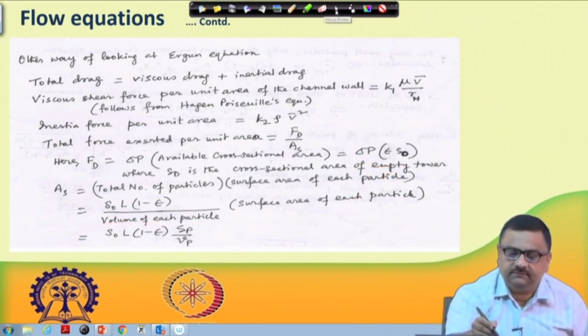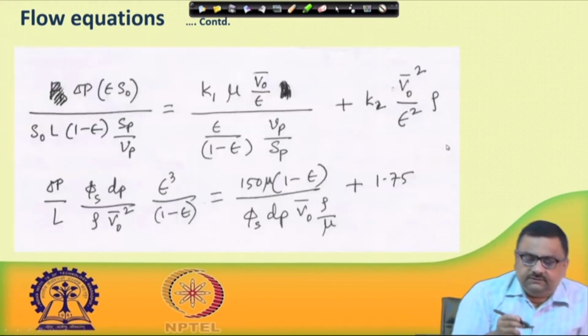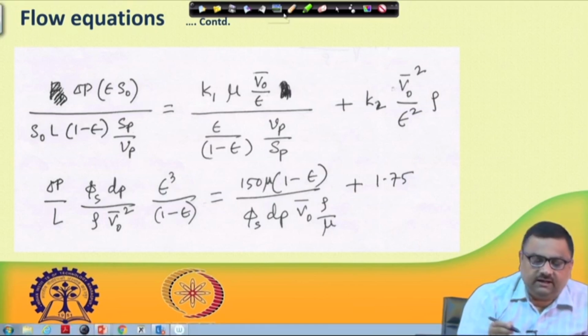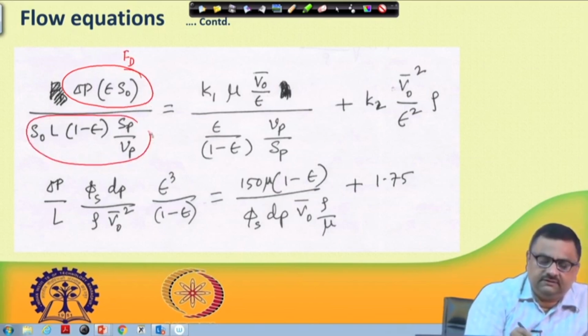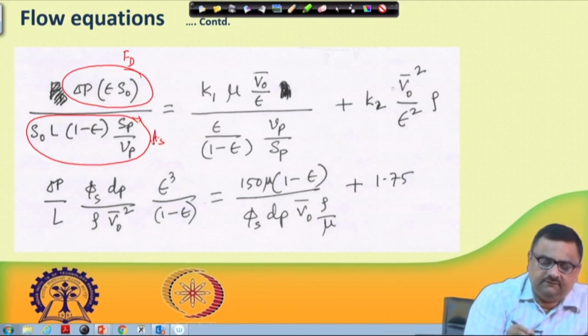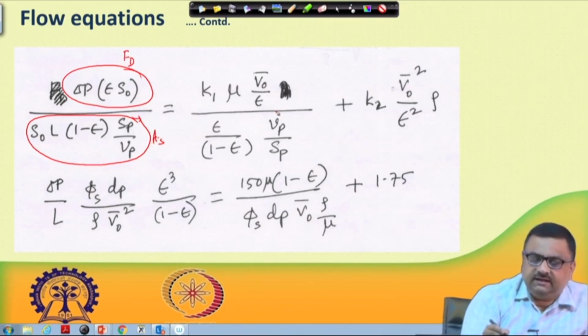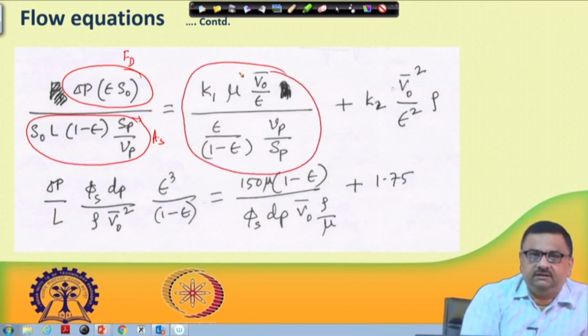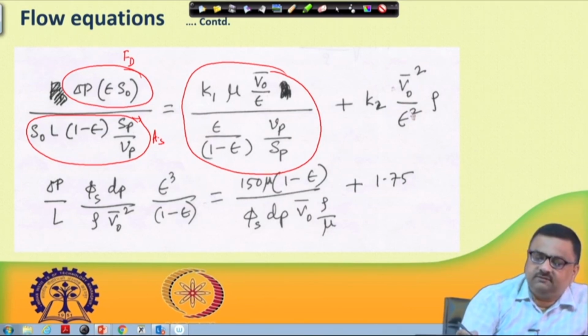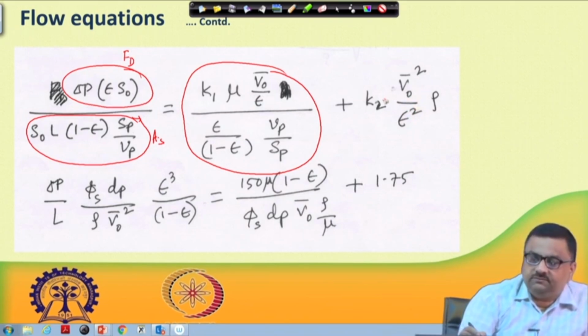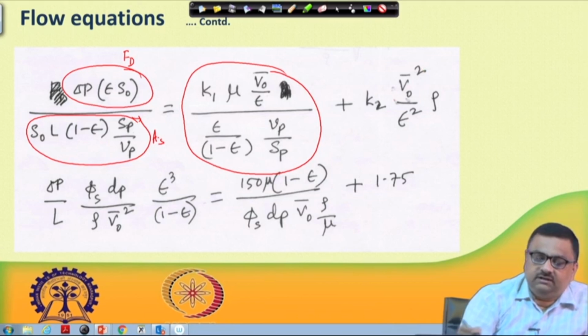On the left hand side, what we have here is delta P epsilon S0, this is the drag force, this is the total force, and this is As as we had defined in the last slide, and this is K1 mu. We have already talked about the hydraulic diameter, RH. We put all those expressions there, and this is K2 V0 bar square by epsilon square, because that was the interstitial velocity. So you have to convert these to superficial velocity, so basically you have to write it in terms of superficial velocity. You end up with this K1 and K2.